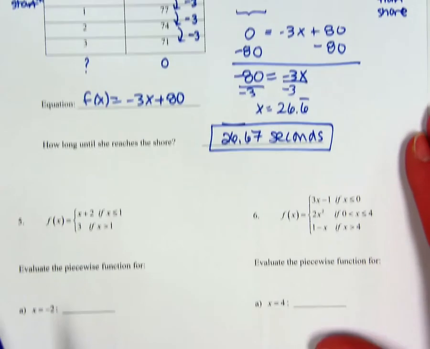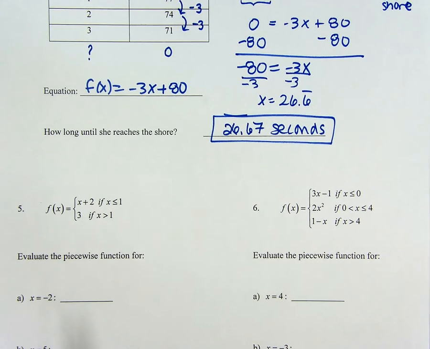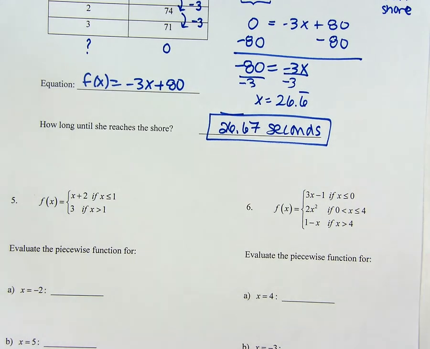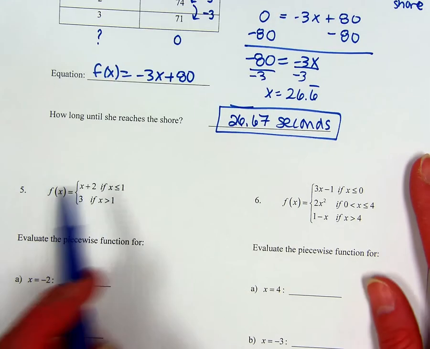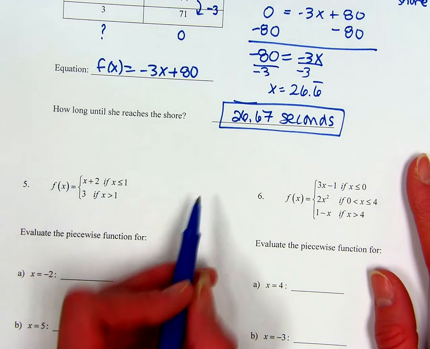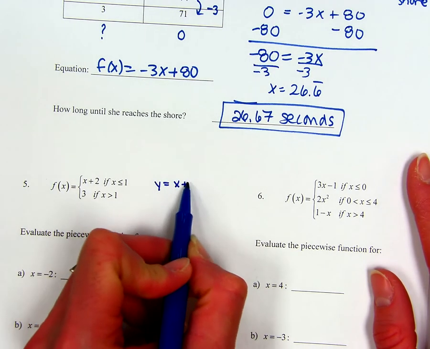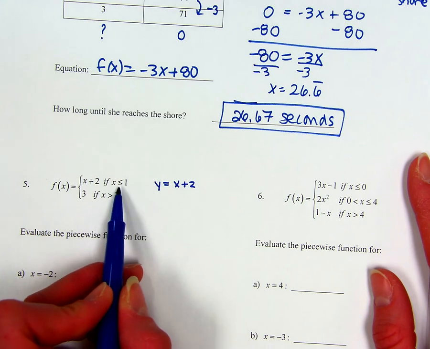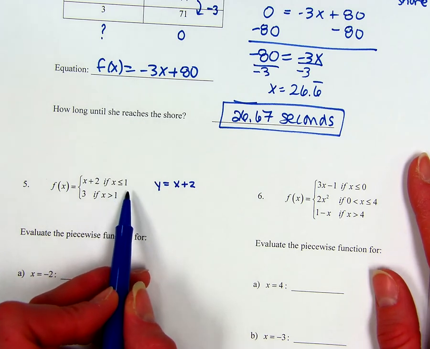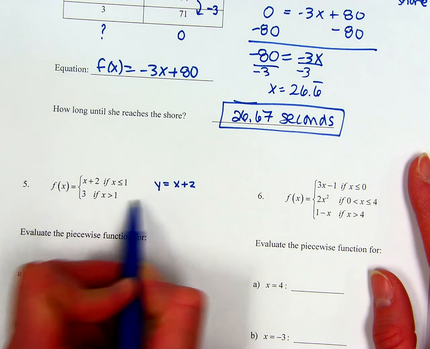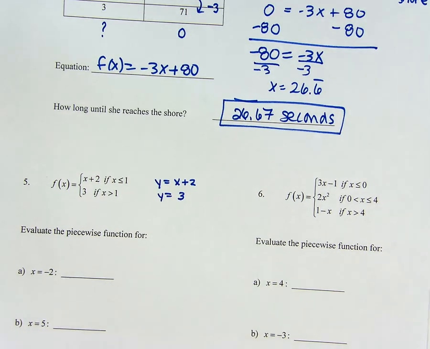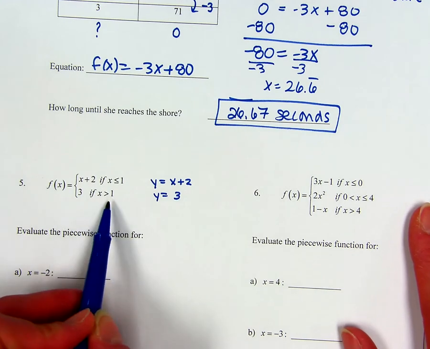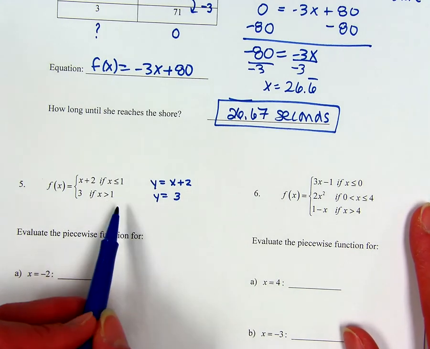All right, so this next part is using function notation. So when you see these, what you should look for, this is basically saying you have 2 equations. One equation is y equals x plus 2, but that only occurs if your x value is less than or equal to 1. The other equation is y equals 3. Excuse me. So this only occurs when x is greater than 1. So you have to choose which equation you're going to use.